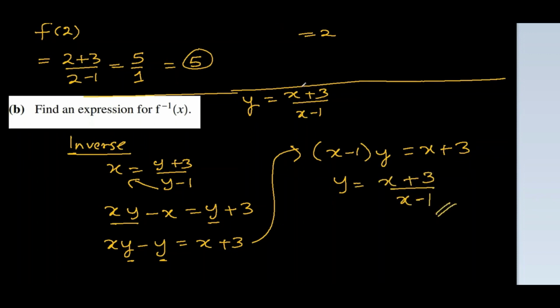Exactly same. This is its own inverse. So we can write f inverse x is same as x plus 3 over x minus 1.